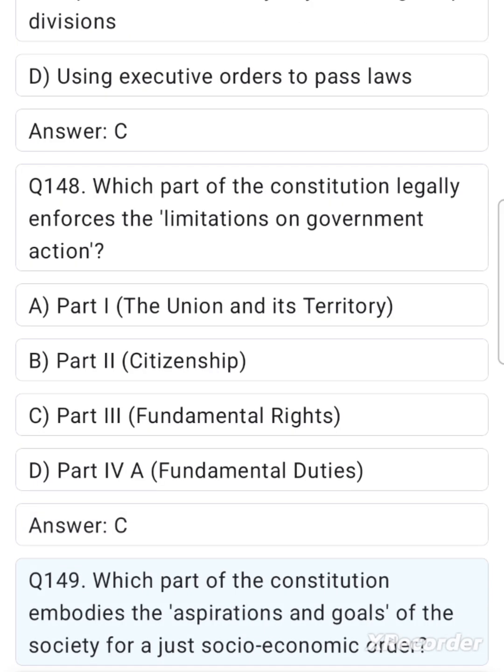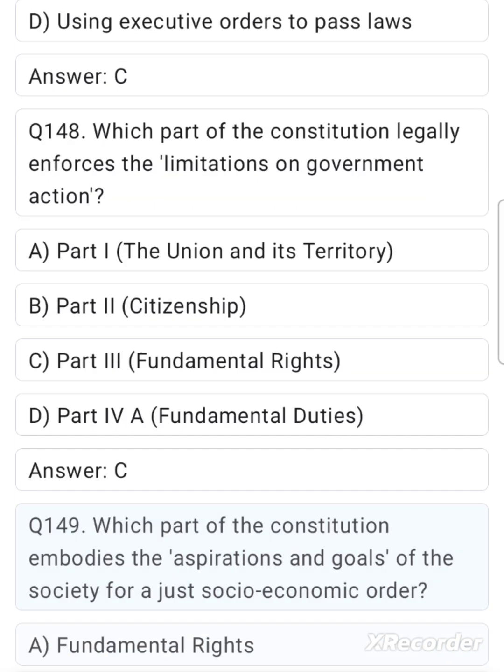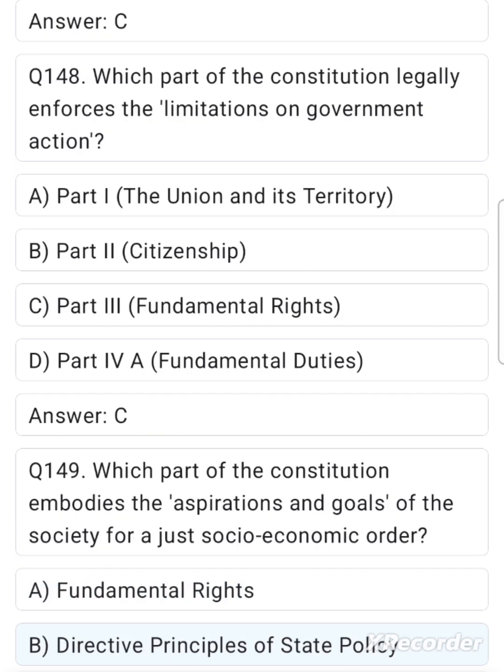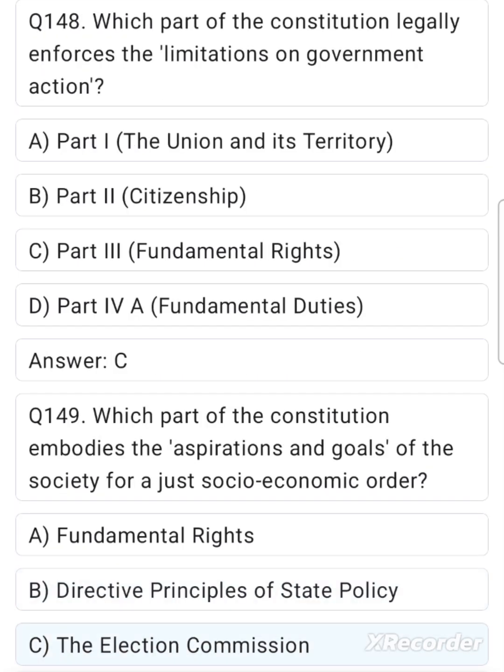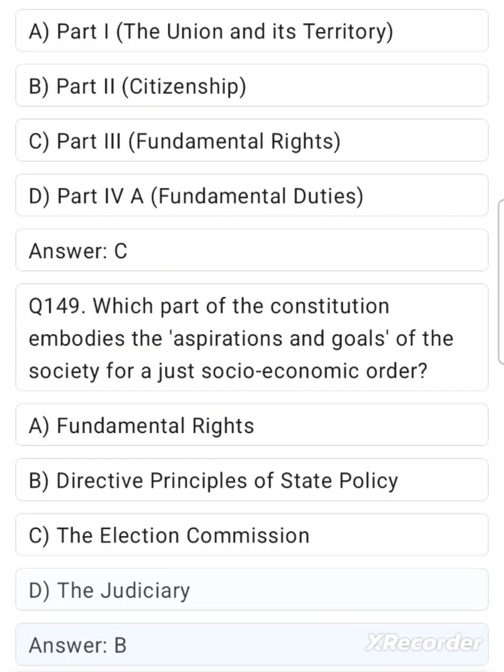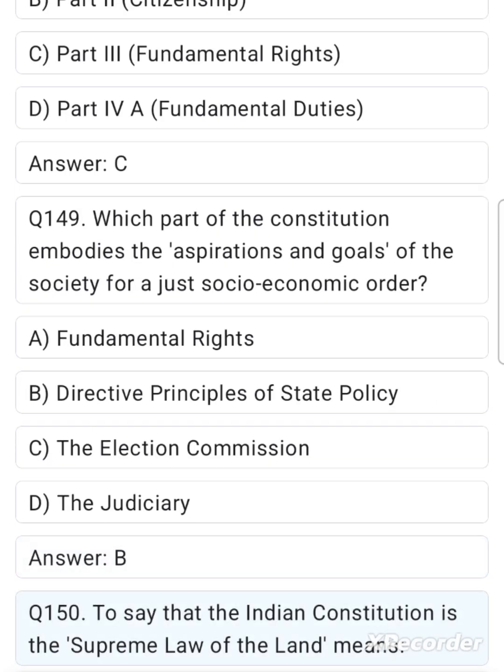Q149. Which part of the Constitution embodies the aspirations and goals of the society for a just socio-economic order? A. Fundamental rights. B. Directive principles of state policy. C. The Election Commission. D. The judiciary. Answer B.